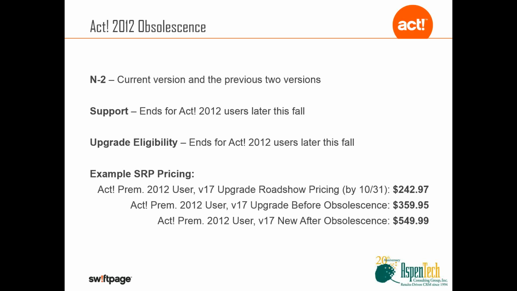ACT has an N-2 policy. Basically what that means is N is the current ACT version. The -2 covers the previous 2 versions. Those products that are outside of N-2 are considered to be obsolete. When your product enters the obsolescence stage, ACT will no longer provide support, updates, or database services. AspenTech will do its best to support you, but the tools at our disposal will be limited.